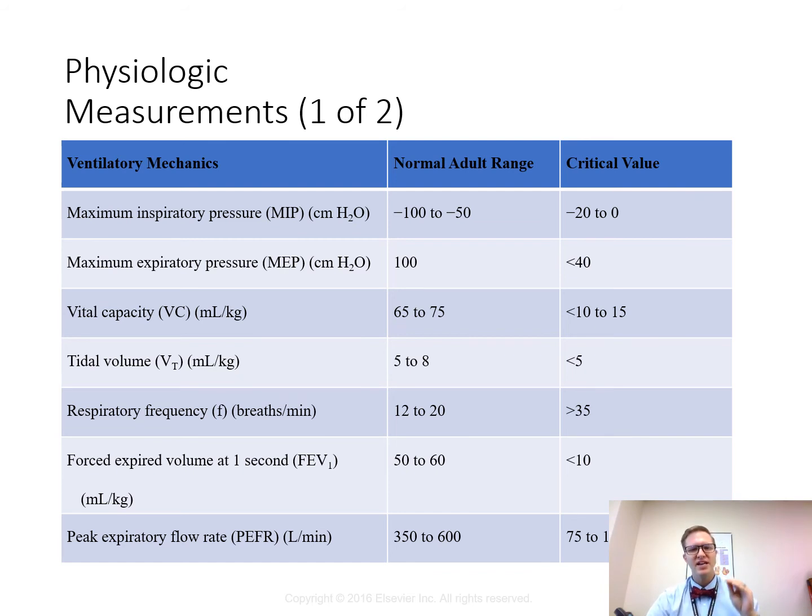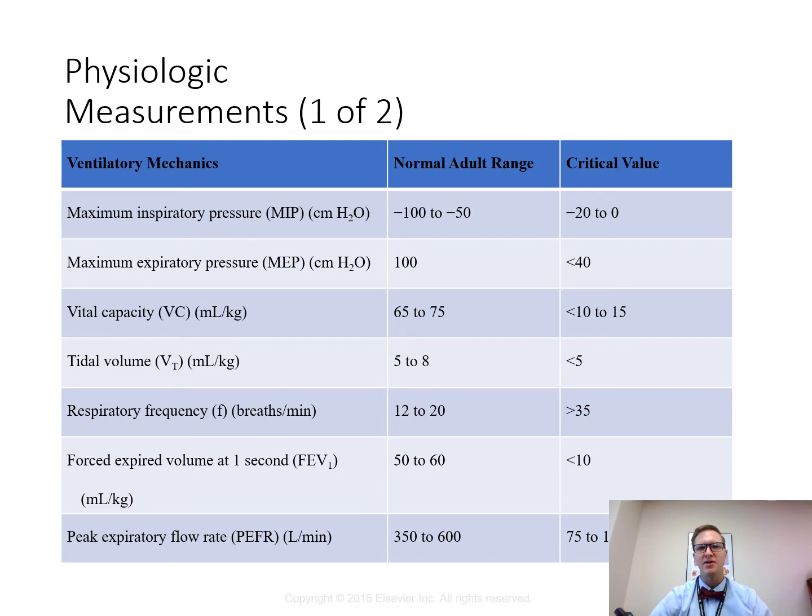This list is normal adult values for ventilator mechanics and suggested critical ranges that may indicate the need for mechanical ventilation when considered with other assessments. Right? We don't just look at a vital capacity and say, oh, their vital capacity is low, let's put them on a ventilator. No, what if their effort was poor? What if they weren't feeling very motivated? What if they didn't have a good mouth seal when they did that measurement? So we need to look at those aspects. That's why it's used in combination with other assessment criteria.